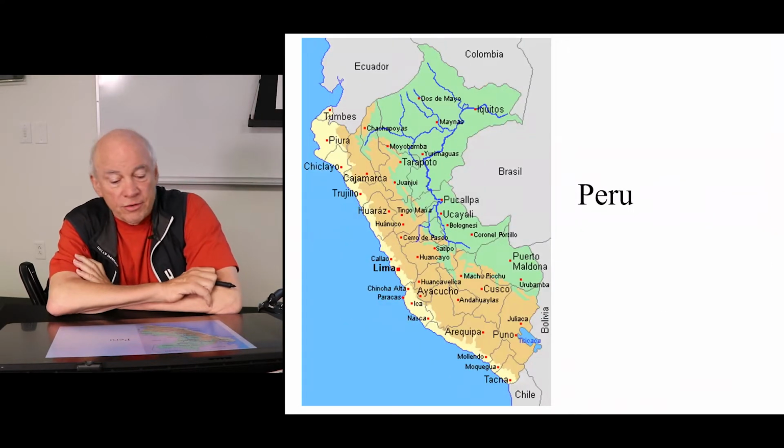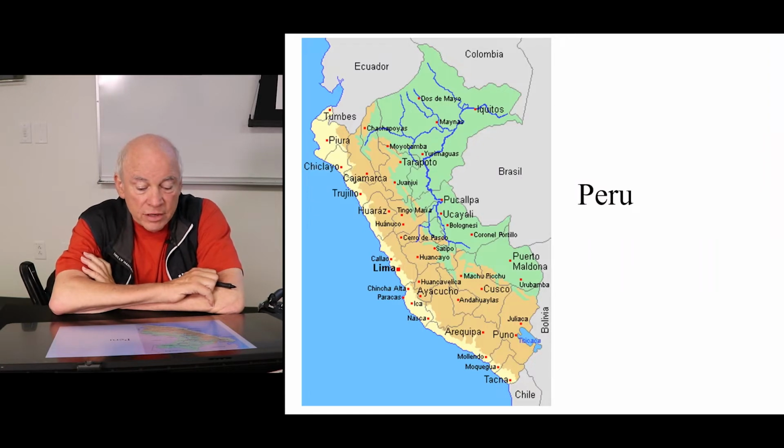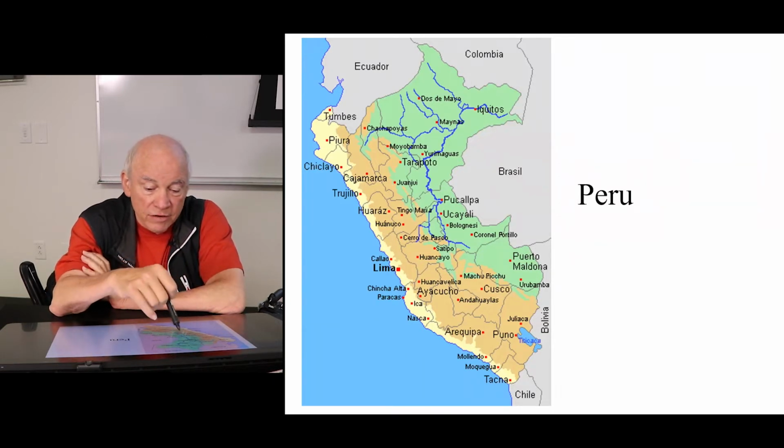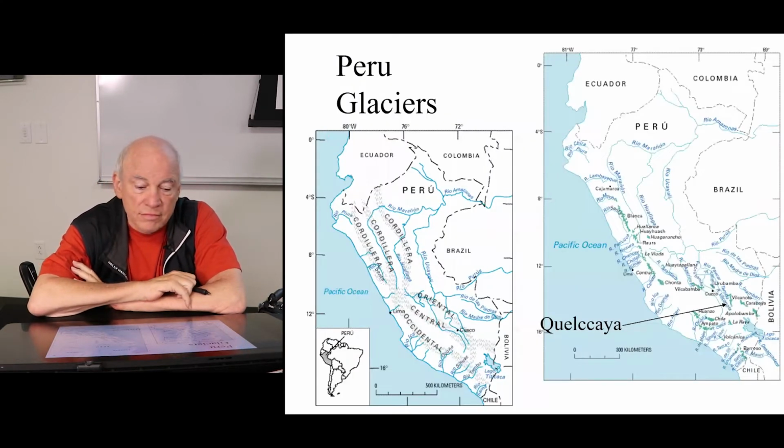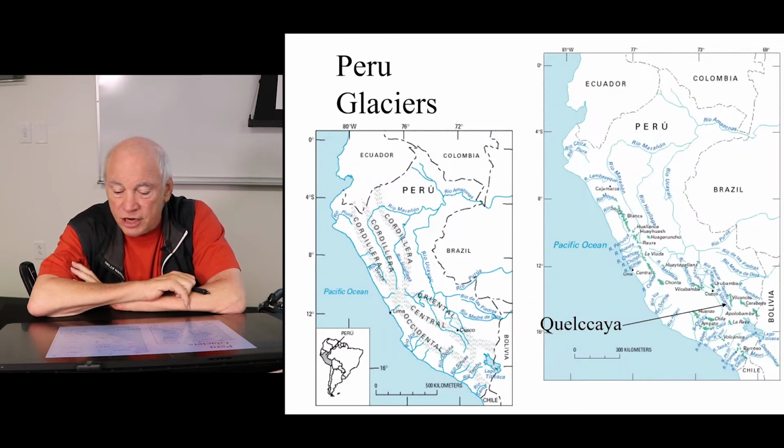Now we get to Peru. And Peru is a large country, and it has many volcanoes. And here we can see the headwaters of the Amazon coming out, and then the mountains off to the west. So there are many glaciers in Peru, but we're going to talk about a few of them.